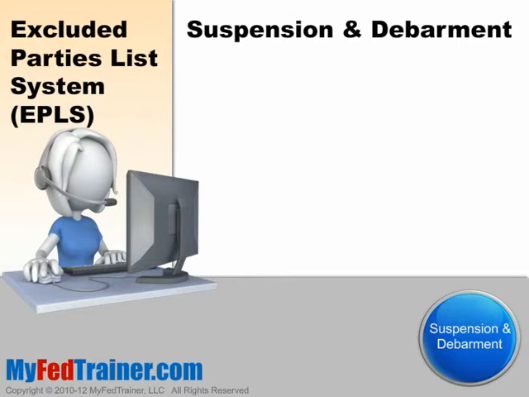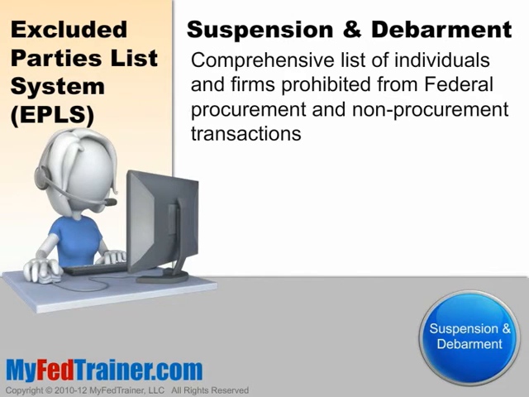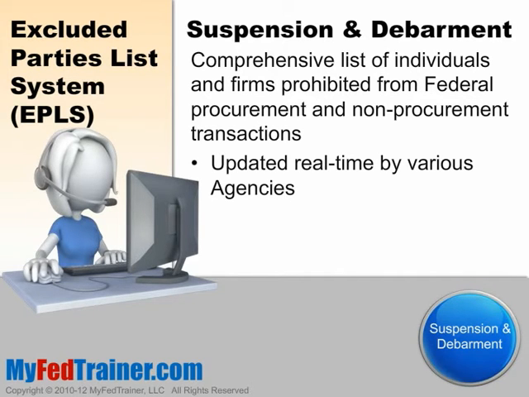The EPLS is the comprehensive list maintained by the federal government containing names of individuals, organizations, and governmental units that are prohibited from participating in federal procurement and non-procurement transactions. This list is updated continuously by various federal agencies.